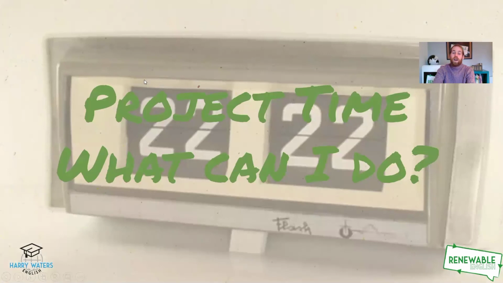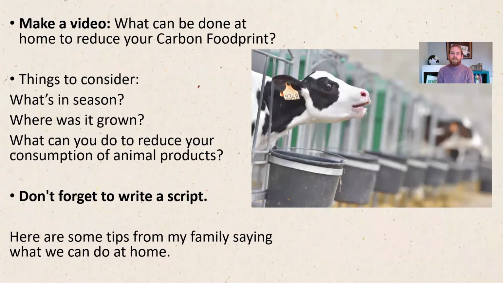Now it's time, as we do every week, to have a little project. What is it this week? As always, it's what can I do? What can I do? I'd like you to make a video what you can do at home to reduce your carbon footprint. You can think about the season, you can think about where things are grown, and you can think about what you can do to reduce your consumption of animal products. Now, don't forget to write a script. I'm going to hand over to these 2 beautiful ladies so they can give you their tips.